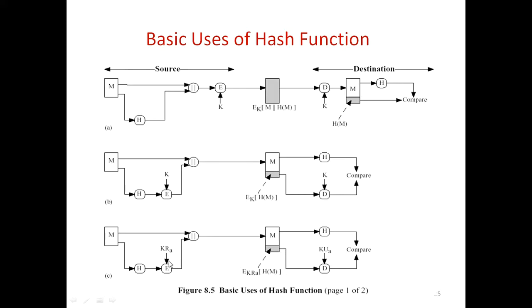Next, this third case is different, using a private key. Instead of the secret key, the private key of user A is used for encryption, then concatenated. On the receiver side, you use the public key of user A for decryption of the message digest. Then compare.